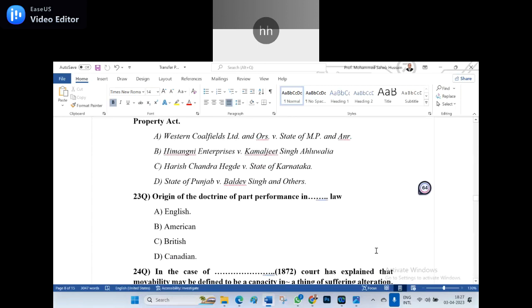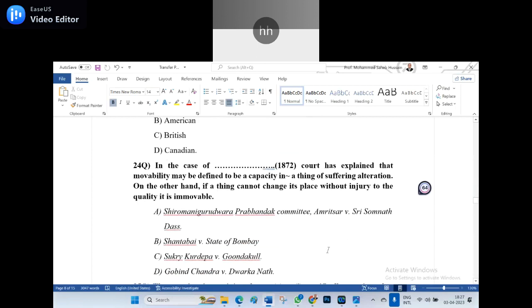Okay, 23rd question. Origin of the doctrine of part performance in dash law. A. English. B. American. C. British. D. Canadian. B, American? The doctrine of part performance derived from English law. Okay, 24th question. In the case of dash 1872, the court has explained that movability may be defined to be the capacity in a thing of suffering alteration. On the other hand, if a thing cannot change its place without injury to its quality, it is immovable.